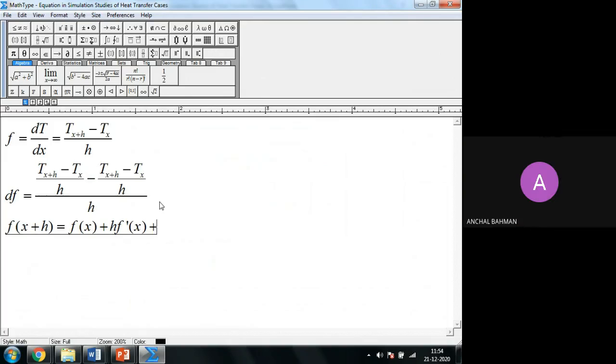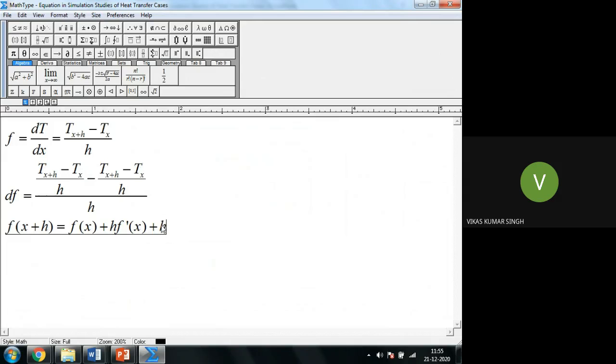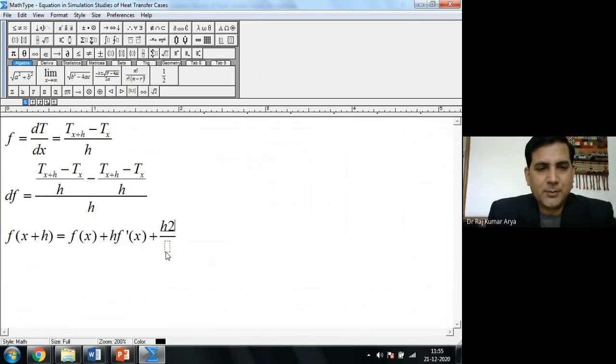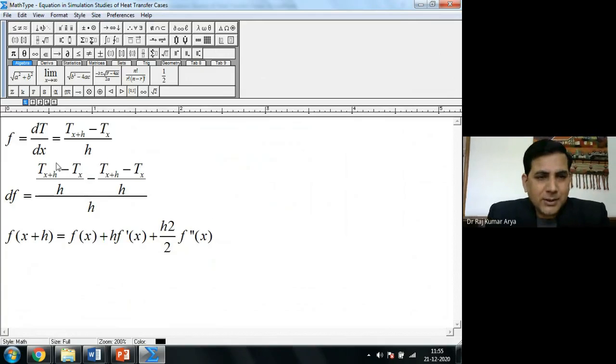Can we write the second derivative also here? What is that? h square upon factorial 2, and that you have here f double dash x. So let's say you got the first derivative from here. So the first derivative you got this one.